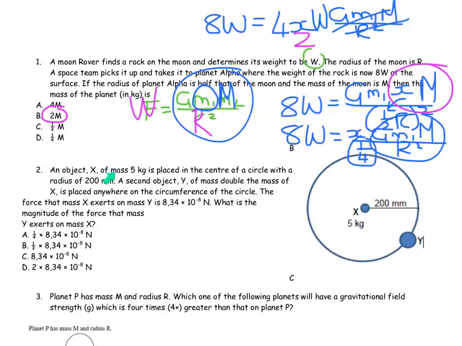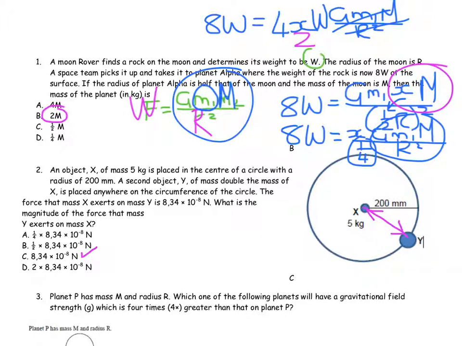An object x of mass 5 kilograms is placed at the center of a circle with a radius of 200 millimeters. Second object y is double the mass of x and is placed anywhere on the circumference. The force that x exerts on y, so it's a force of attraction, so we'll say y moves towards x. What is the magnitude of the force that y exerts on x? These two exert exactly the same force on one another. It is an equal but opposite force, so there's your answer, as easy as that.